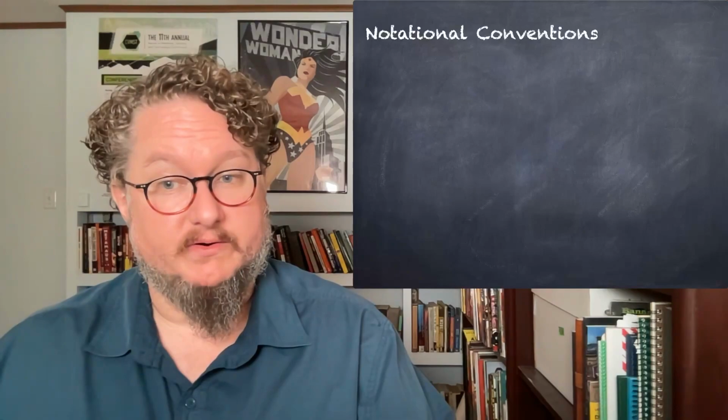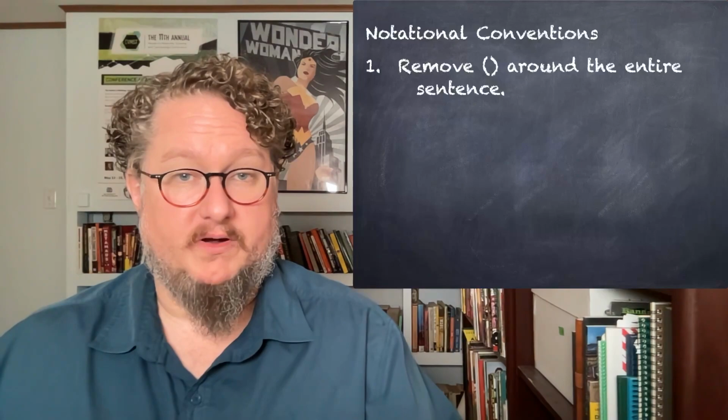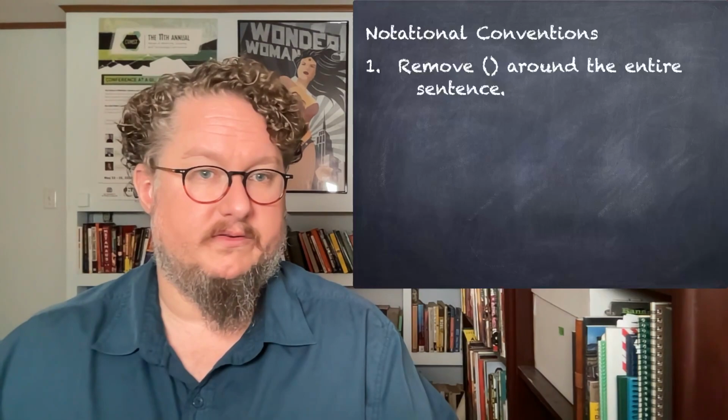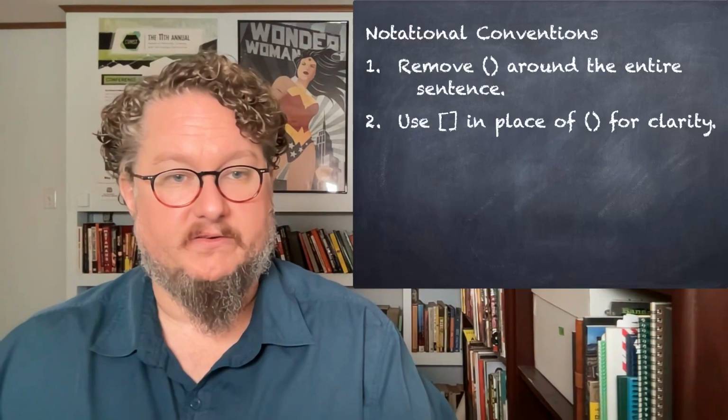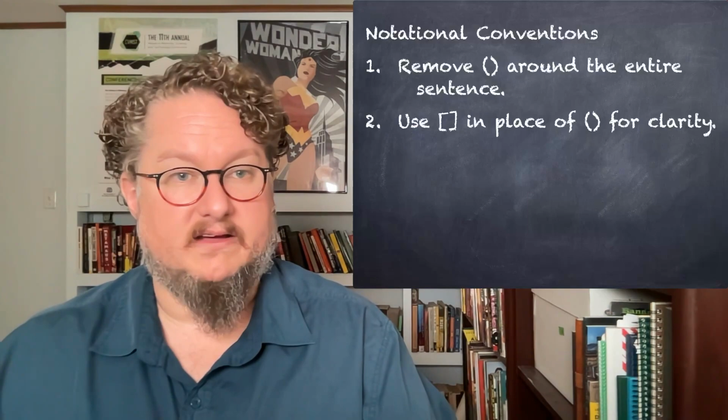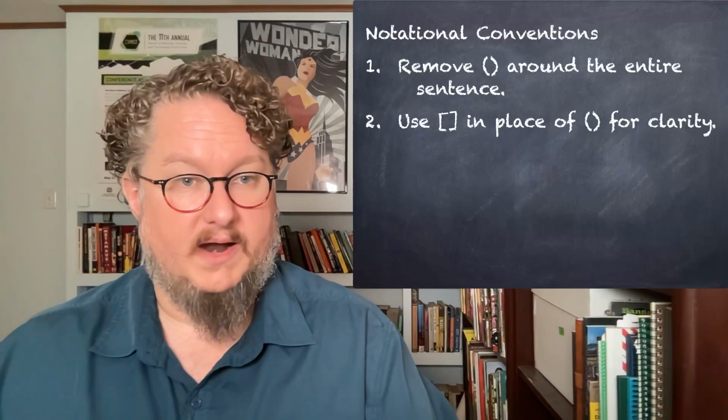Here are the notational conventions we'll use. If there are parentheses around the outside of a sentence, the entire sentence, we can remove those. We can also use square brackets in place of round parentheses if doing so allows us to be a little bit more clear, right? So for complicated sentences, this is useful because it's easy to lose track of all the parentheses, and alternating between square and round brackets will help us keep the relationships clear.